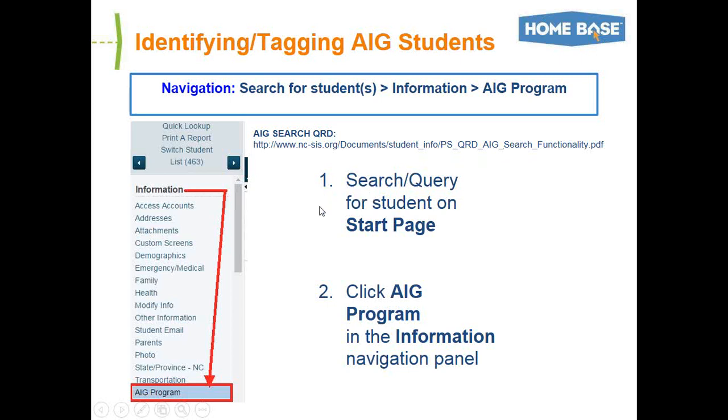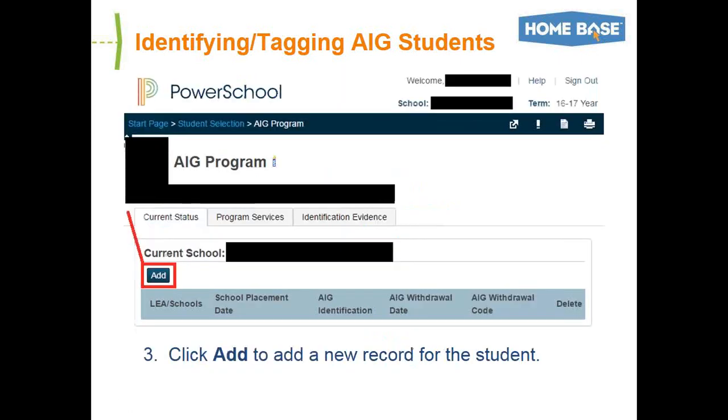You'll query from the start page and search for your student, and you'll select them. Then when you have your student page up, under information, if you scroll down, you'll see AIG program at the bottom of the list. You'll click on that to bring up the AIG program page. Once you're on the AIG program page, under current school, you'll see the word add. You'll need to click that to add a new record for the student.